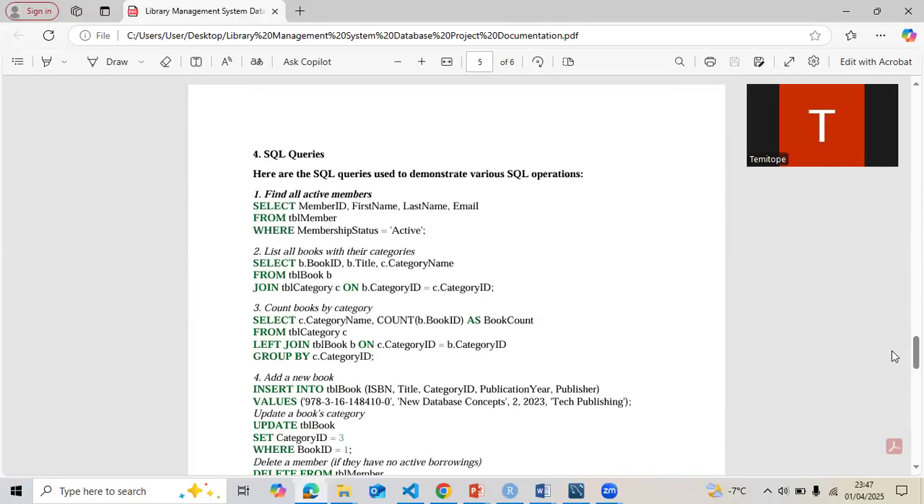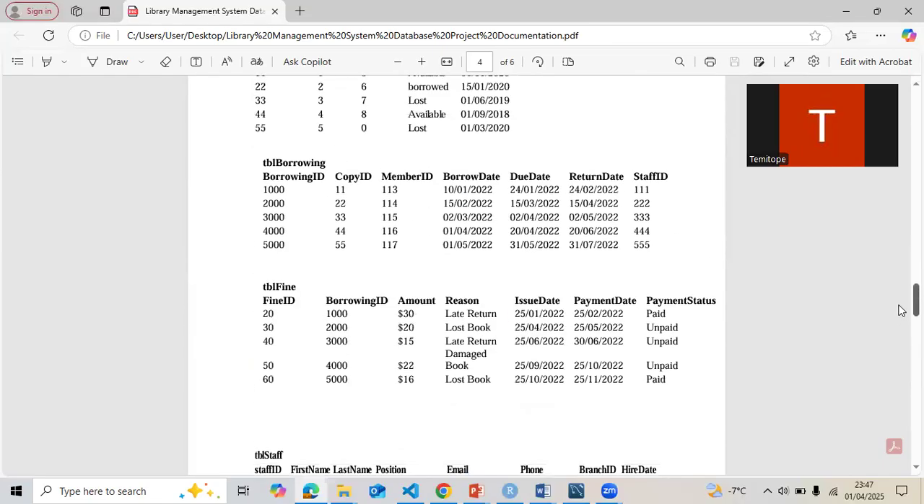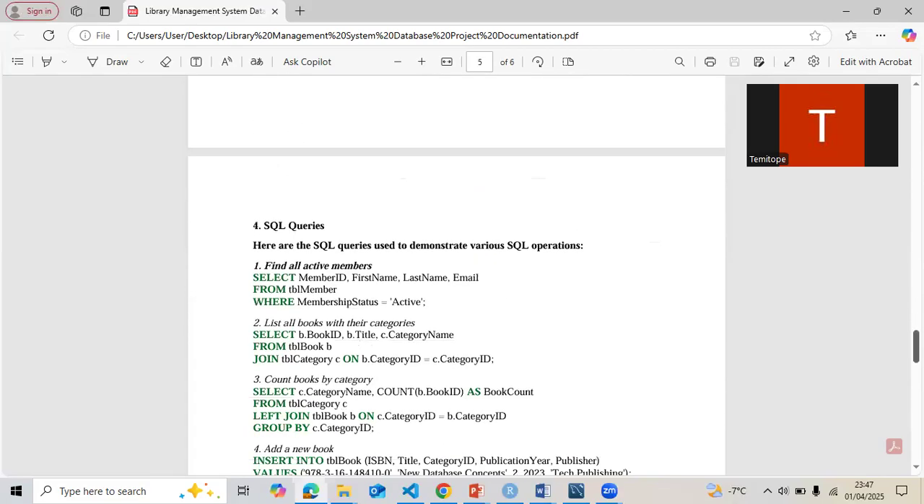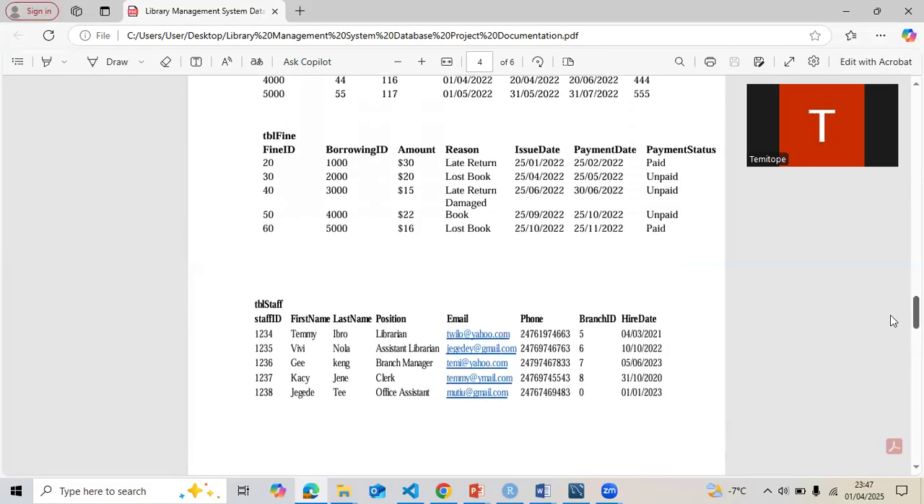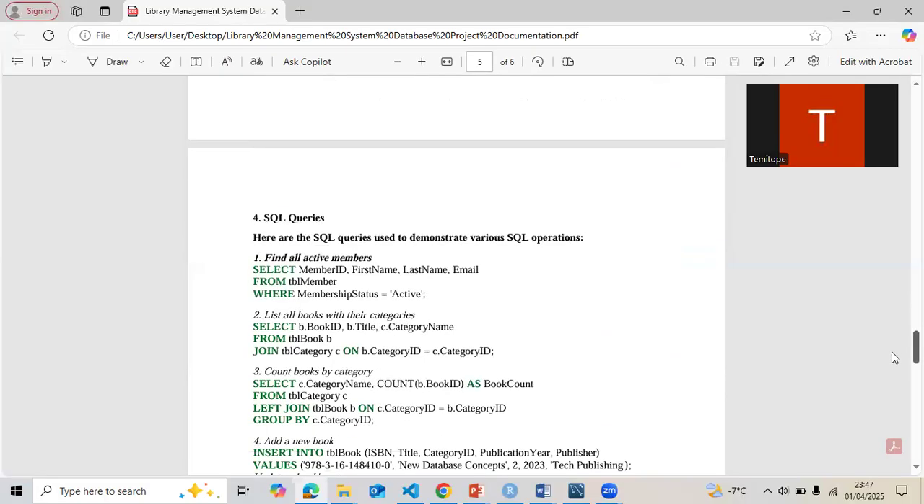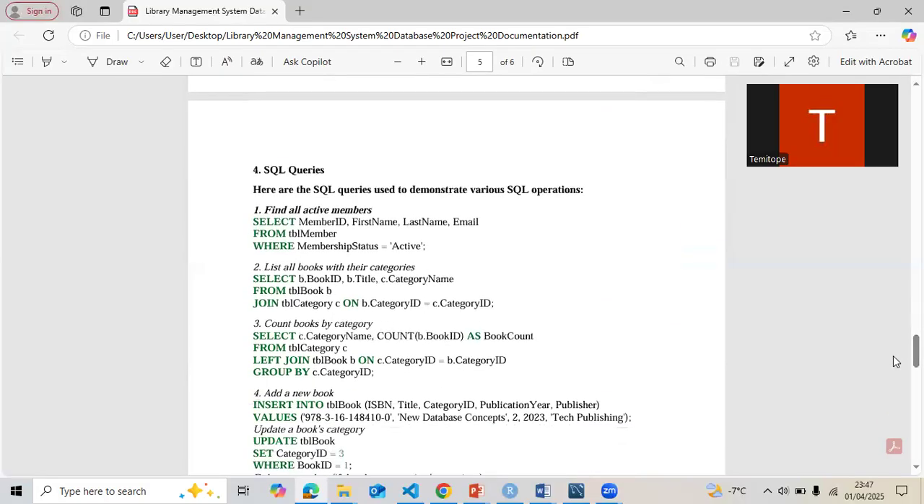So moving forward, we are asked to create some SQL queries. Having done my sample data and put the tables in proper shape whereby we can query them and something will return, we move on to queries. The first query is that we want to find all active members.